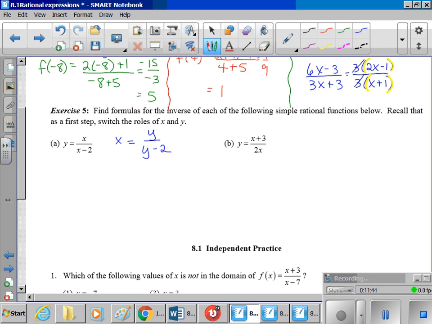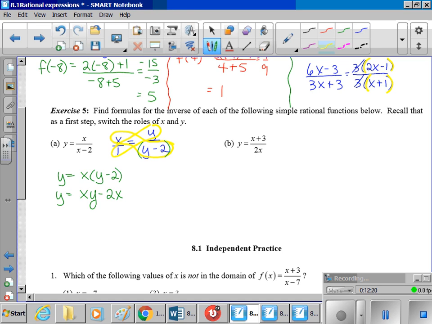Now we have to solve this for y. When you have y's in a couple of different places, I think the easiest way to do this is to cross multiply. So I put this over 1, I do this times this equals this times this, and I get y equals x times y minus 2. Remember, you can protect any expression that has more than one term in it. So this becomes y equals xy minus 2x.